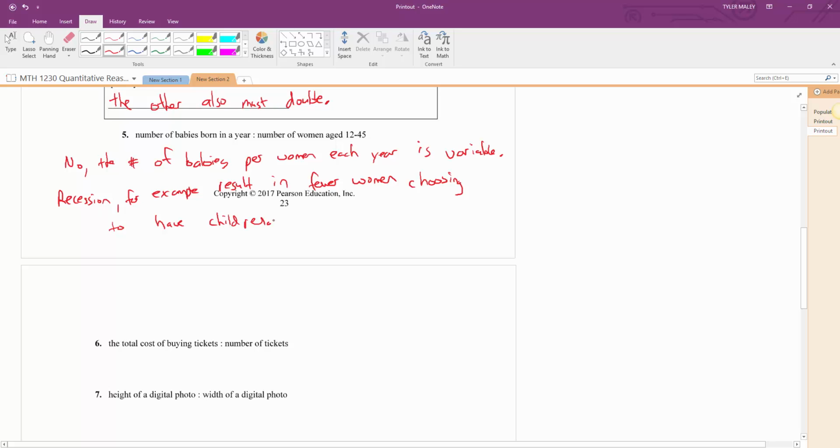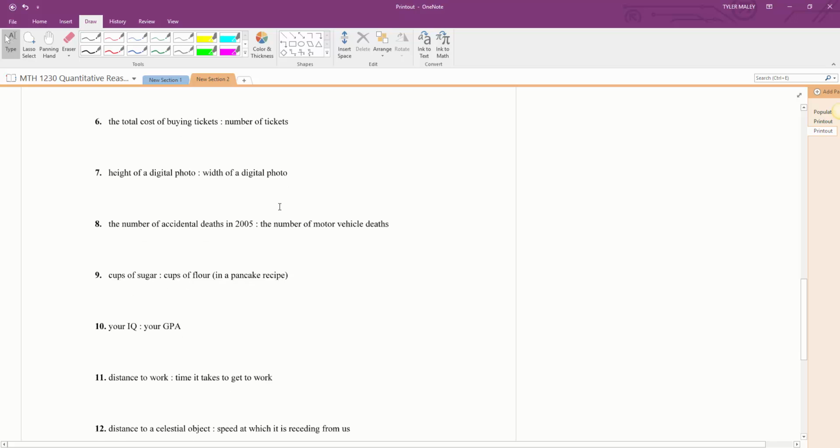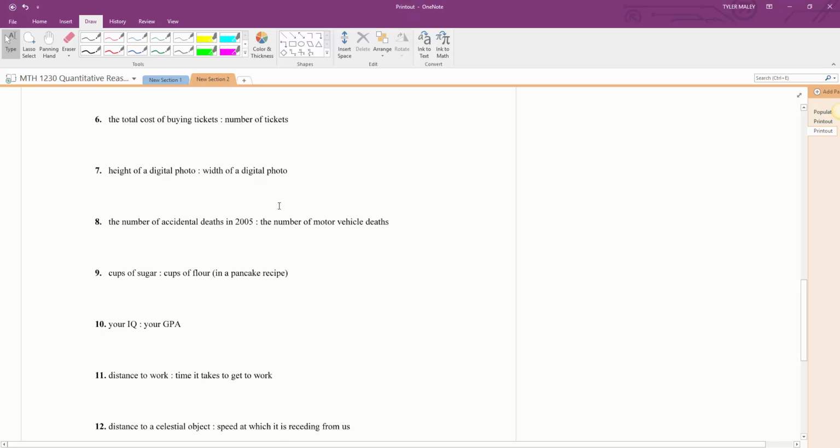All right, so let's go for number 5. So then number 6. So this is the total cost of buying tickets compared to the number of tickets, right? So if I double the cost of buying tickets, well, the number of tickets I get doubles, right? And we're assuming that all the tickets are the same cost, right? We don't have different tickets for children or adults, right?